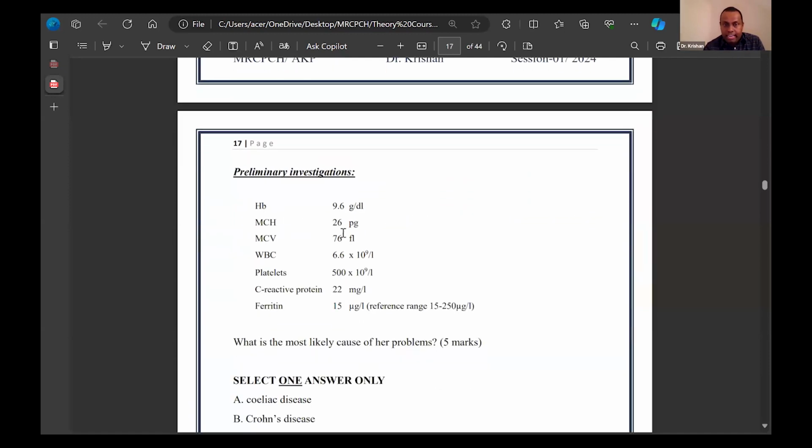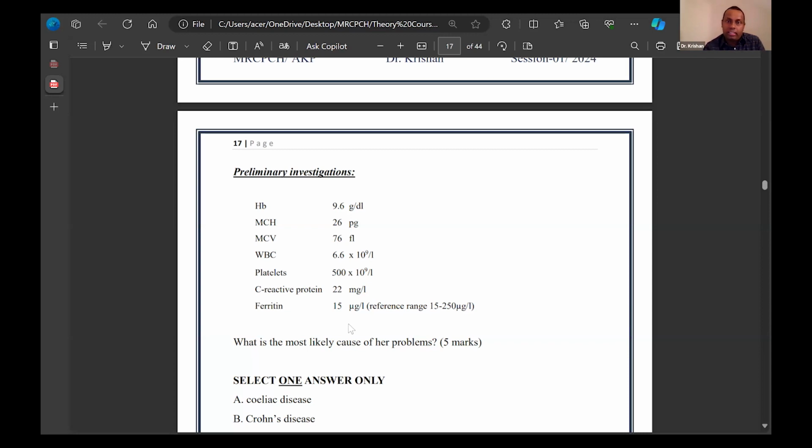Hemoglobin slightly low. MCV is okay. Platelet count normal. C-reactive protein slightly high. Platelet is slightly low and slightly high, I would say. Ferritin is in lower range. What is the most likely cause of her problem?